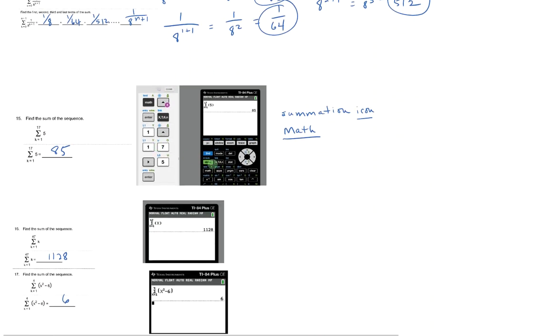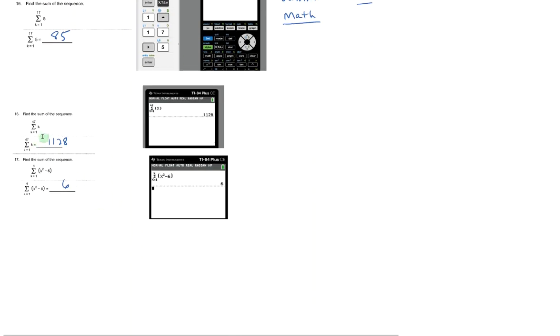Number 15, you can use the summation icon under math, or the sum sequence that I showed you in the notes. And so you're just going to put in 1, 17 of 5, you get 85. This one, it's just k, 1 to 47. The sum of that would be 1128. From 1 to 4, k squared minus 6 gives you 6.